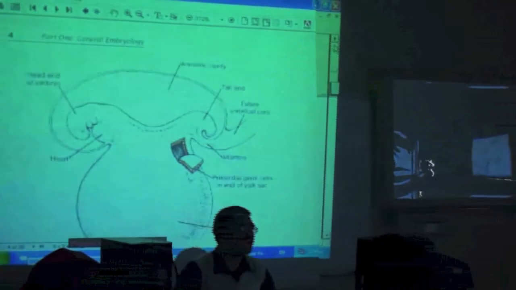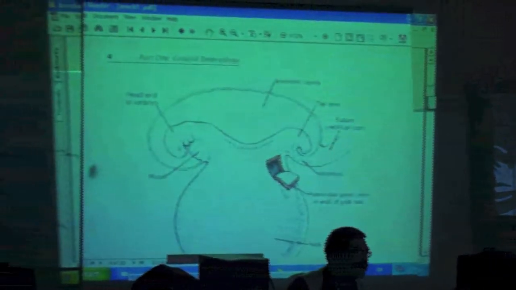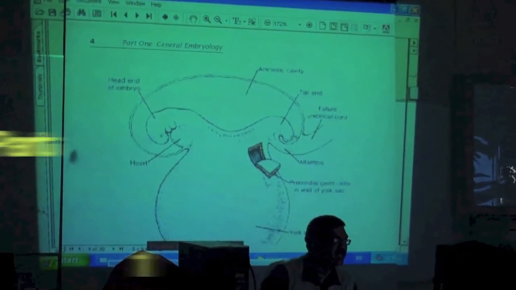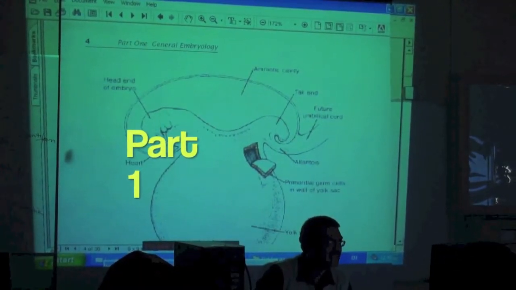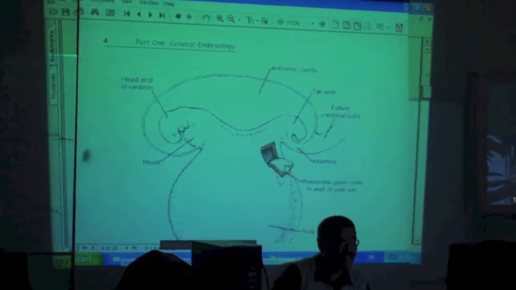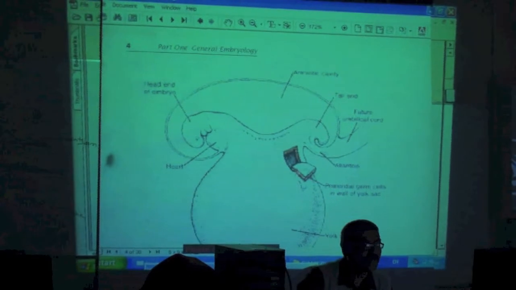And here what I want to show you, this is the yolk sac. And remember, this is the developing embryo, maybe in the third week or fourth week. And this is the yolk sac. Now look here, rather this is fourth week. This is yolk sac. From here, the primordial germ cells.